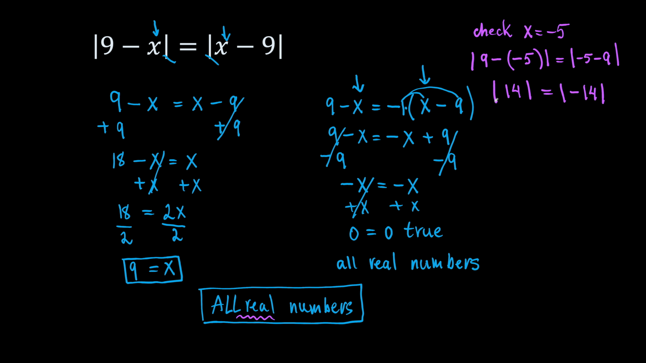So on the left, we have the absolute value of 14, which is 14. And on the right, the absolute value of negative 14 is positive 14. So it checks out. So all I did is I picked any real number. For example, x equals negative 5. You can pick your own number and plug it in for x and see that it checks out.